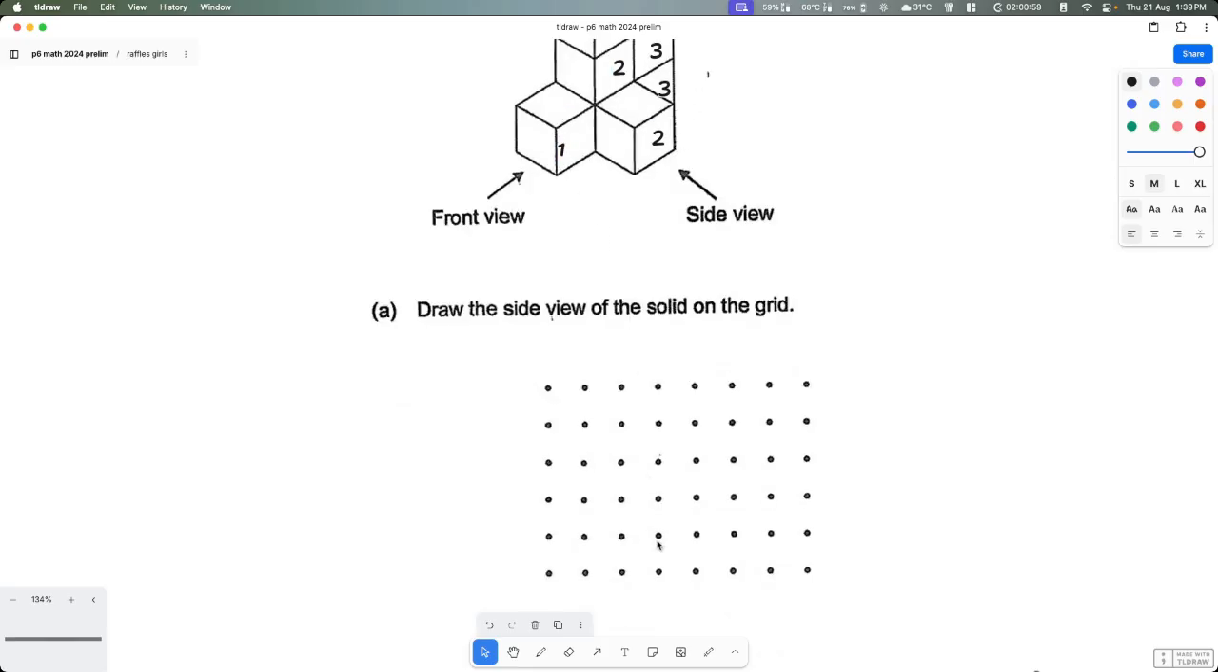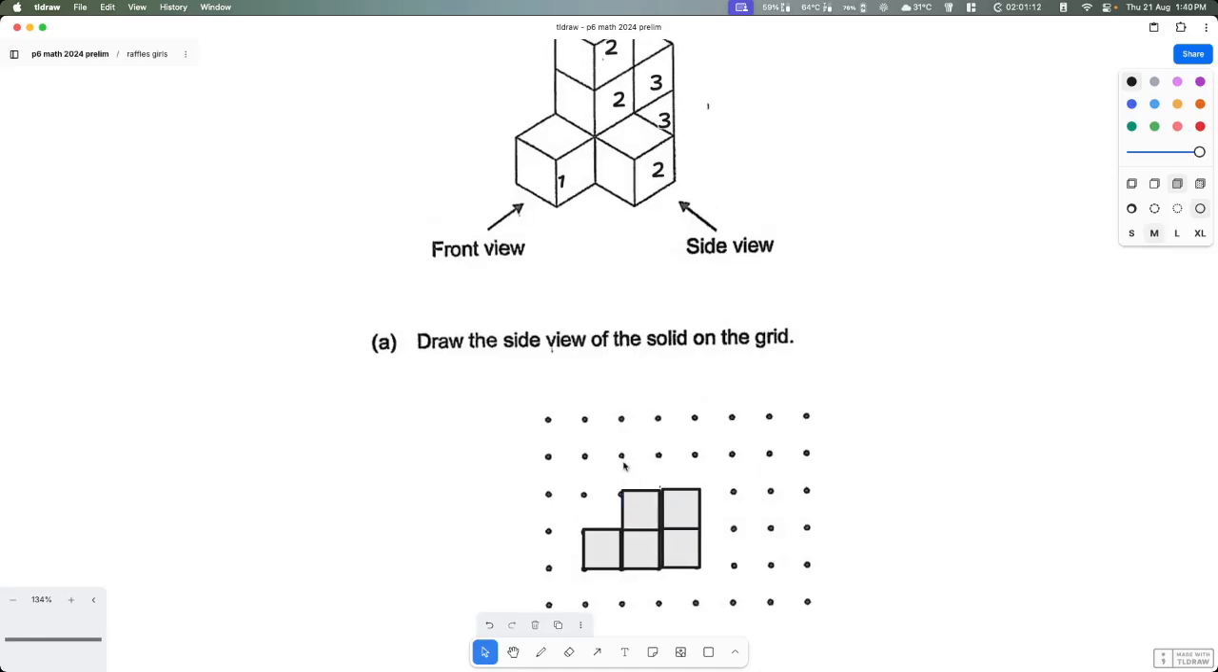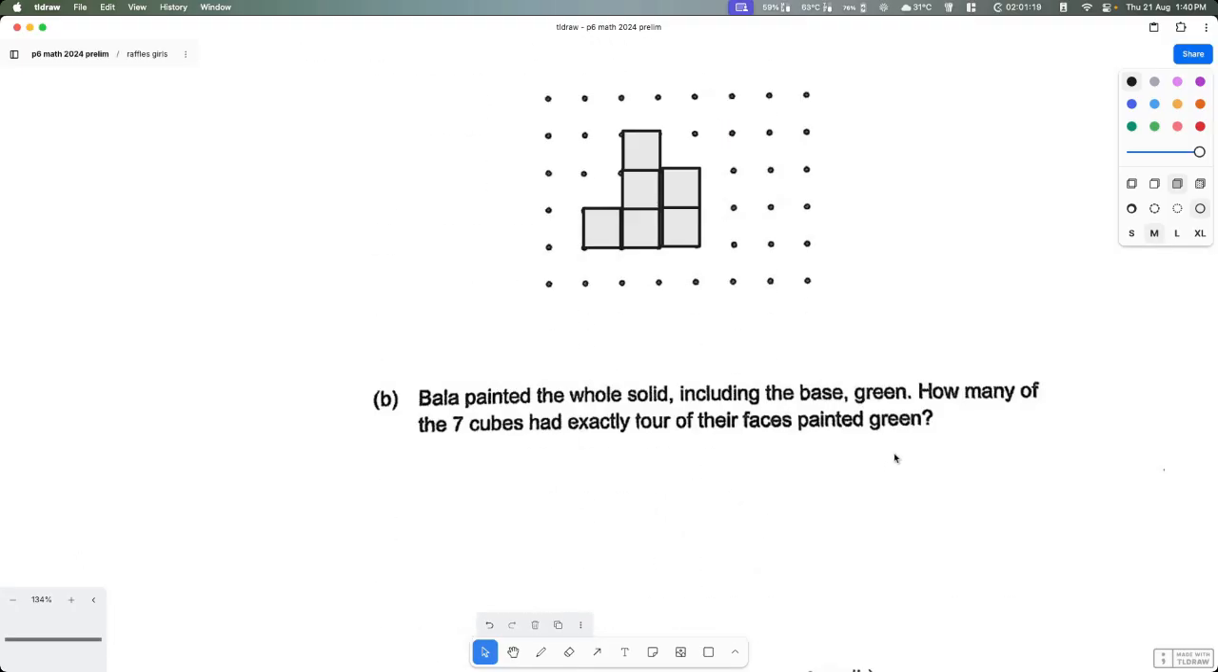So 1, 2, 3 is one row at the bottom. So one, two, and then three. Then you have 2, 3 here, and then just 1, 2 at the top. Hopefully it will look something like this. All right, so let's move to part B.